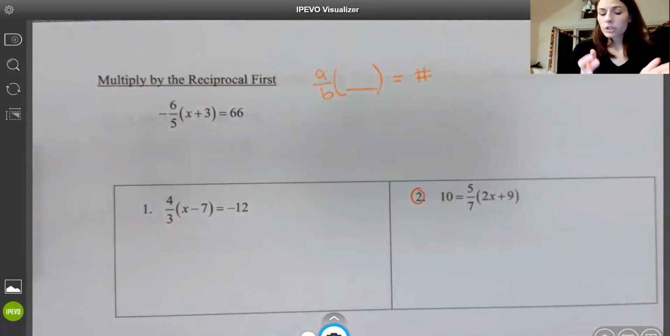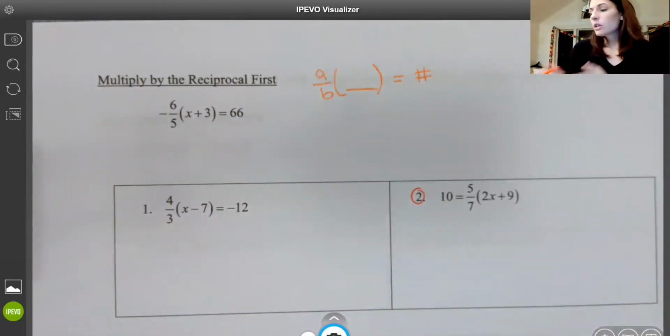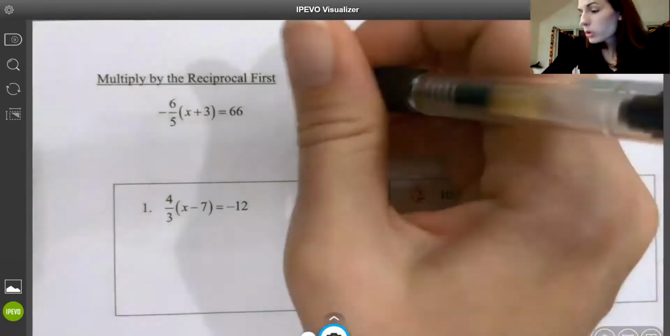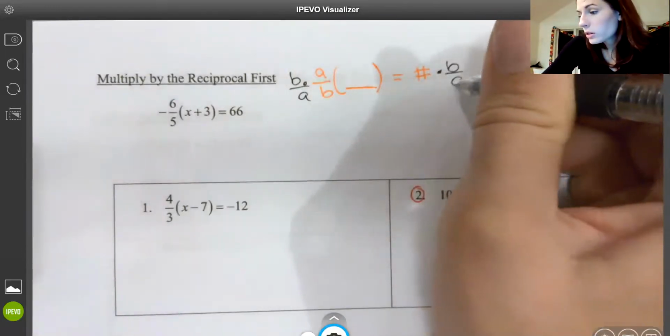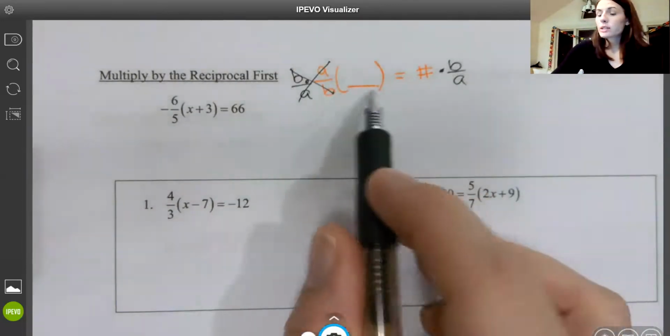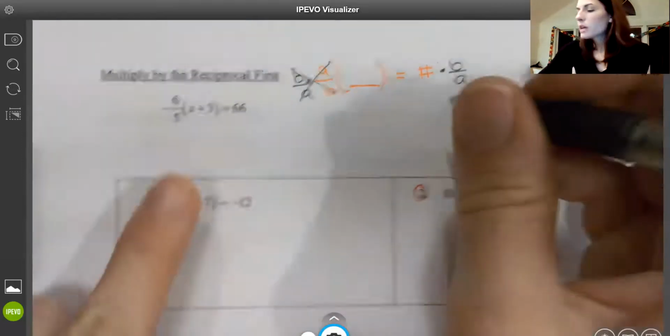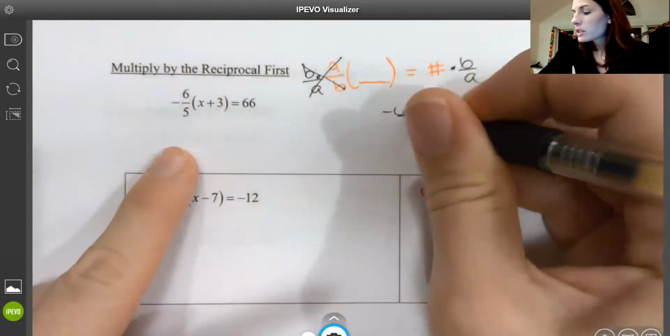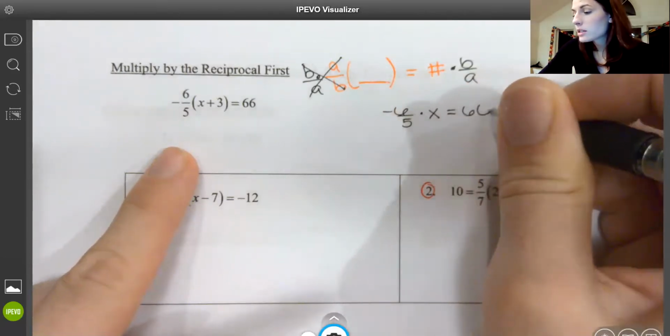As long as I have the fraction just times 1 something equals a number, then I can multiply by the reciprocal and get rid of that fraction. Okay, and it would just leave behind whatever was in that parentheses. So same idea if this was -6/5 just times X equals 66.